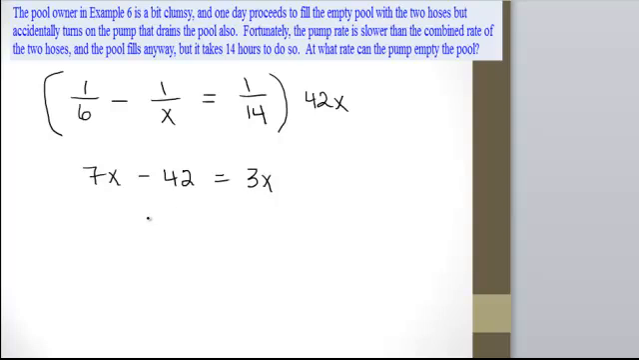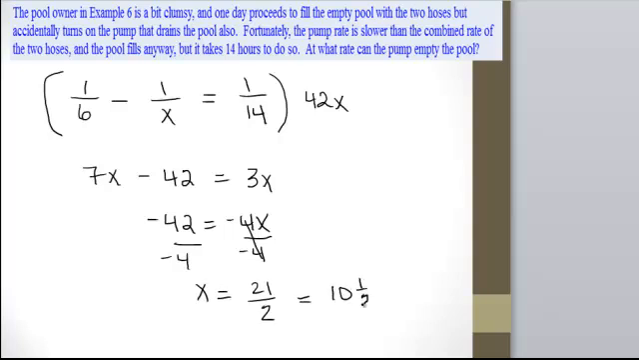Let's go ahead and subtract 7x from both sides and divide by -4. So x will be equal to a positive 21/2, or 10 1/2 hours. So the pump can empty the pool in 10 1/2 hours.